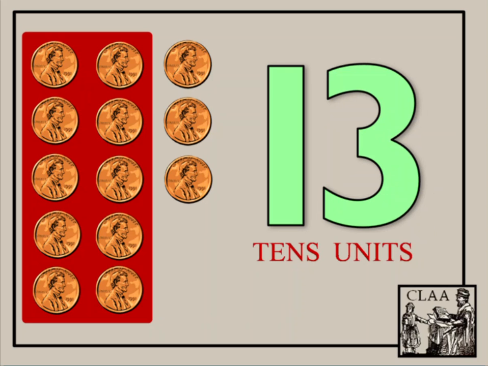How many pennies are on your screen now? Again, we can count the pennies in an easy way because we know that there are 10 pennies in the red box and 3 left over. If we write this number with 1 set of 10 and 3 units left over, we write the number 13. 10 and 3 more makes 13.